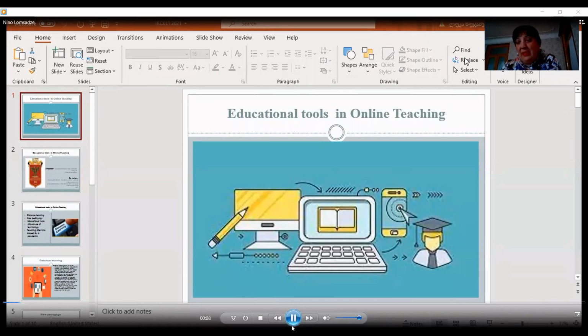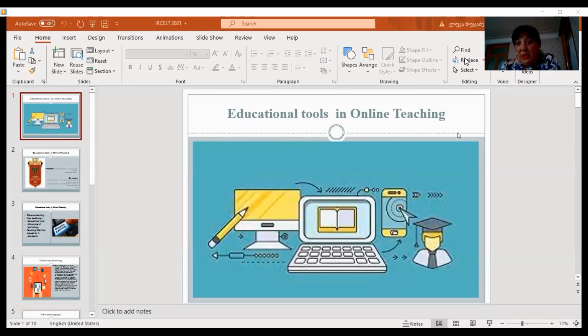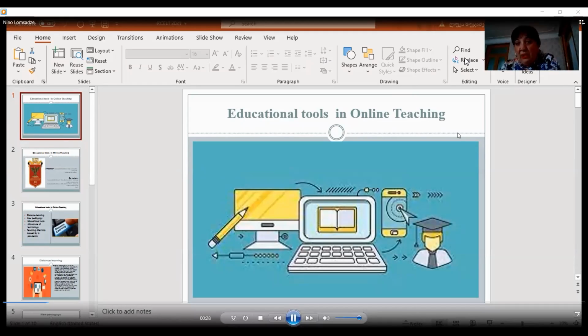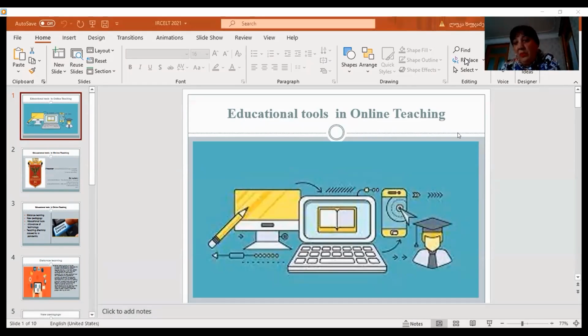Associate professor from Georgian Technical University. I'm going to talk about my presentation, Educational Tools in Online Teaching. The article deals with online learning as a key contributing factor in the emergence of a new pedagogy with educational tools and how it affects the way we teach and learn. Because of the COVID-19 pandemic, it became the most popular aspect of teaching online.